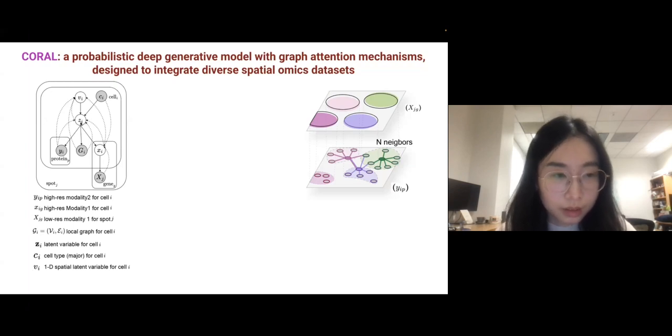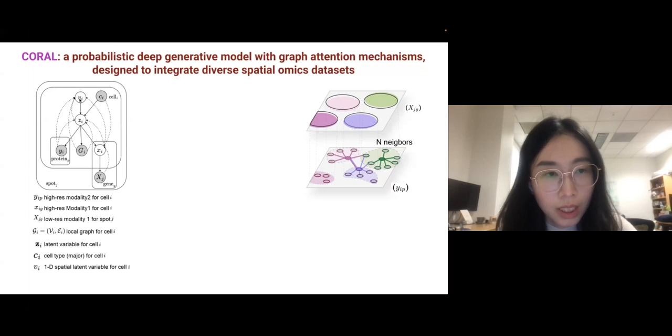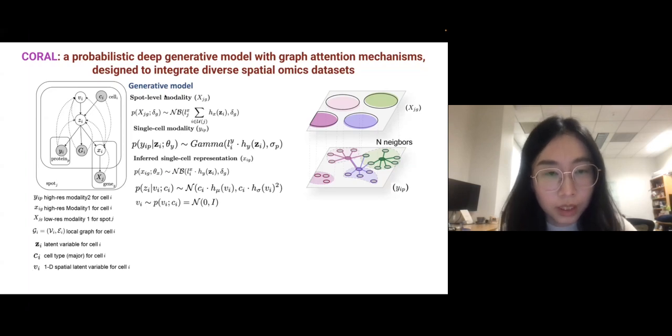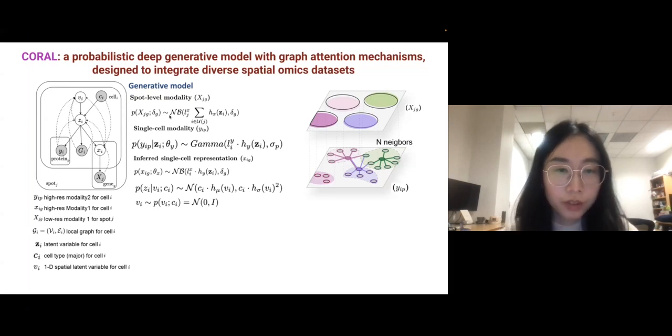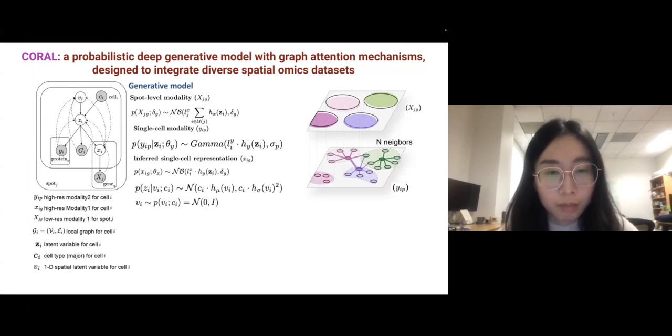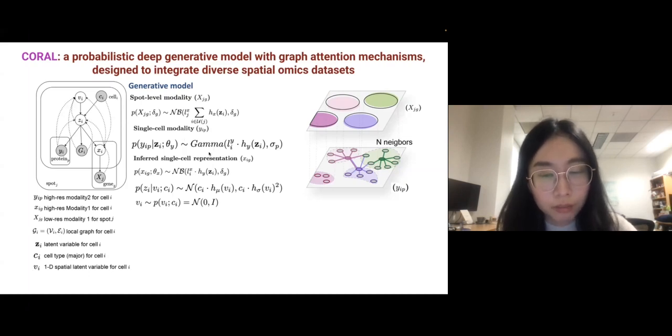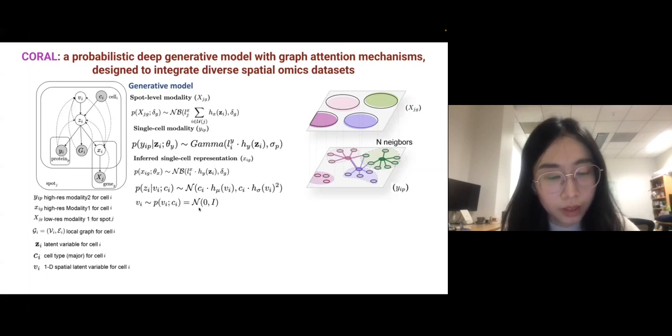One is the spatial latent variable ZI that captures the spatial variation, and we have a one dimensional spatial variable related to the ZI, but you can probably have more hierarchical features. And we have the inferred single cell transcriptomics XI. If we look at the generative model, in the traditional way we have assumptions for these variables, and they are related to the negative binomial. For the single cell modality, we assume a gamma distribution. And for the latent variables, we have the Gaussian as well.